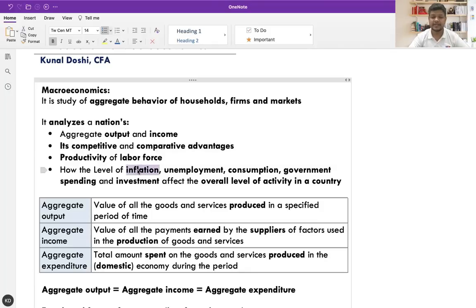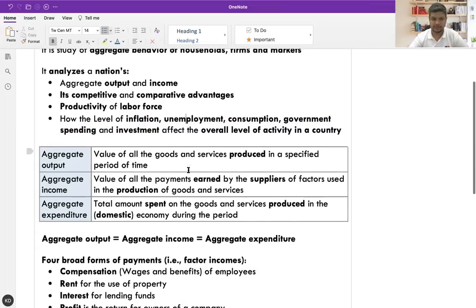Then, as I said, we are going to discuss the levels of inflation, unemployment, very important, consumption, government spending and investment, and all these things from the economy perspective, overall economic activity. These are all economic activities which we are going to focus on.